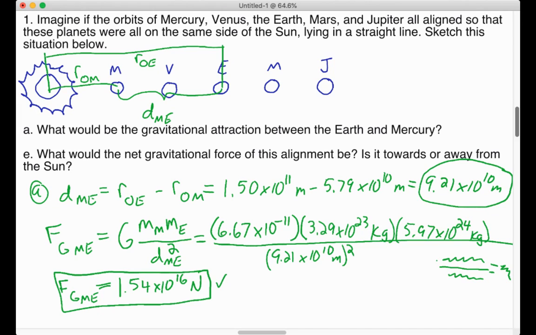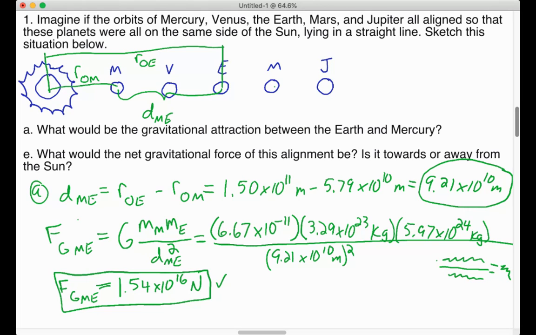What would the net gravitational force of this alignment be? Is it towards or away from the sun? So in parts B through D, you would just keep doing this same trick and keep figuring out all the different distances, from Venus to Earth, from Mars to Earth, from Jupiter to Earth. Plug in their masses into this formula, and then keep getting all those numbers. So eventually you would have all those numbers.